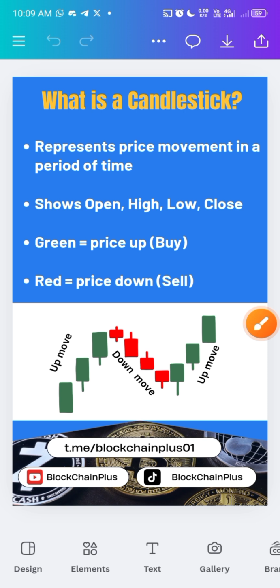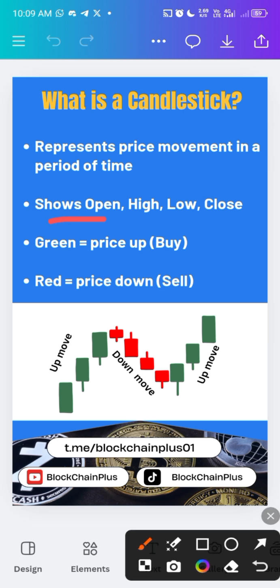Then the second thing: every candlestick has an open, high, low, and close. These are the attributes of every candlestick, and candlesticks come in 2 major types. We have the green candlesticks, which simply means that price is going up, and the red candlesticks, which simply means that price is coming down.